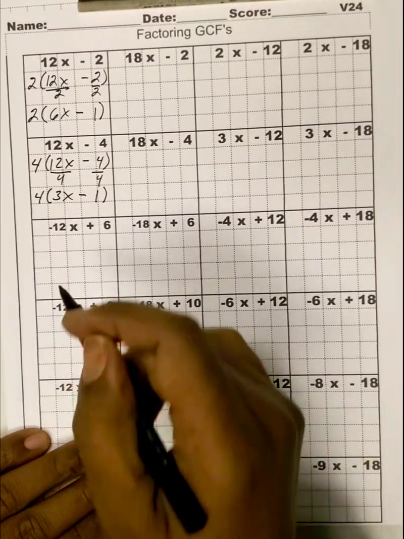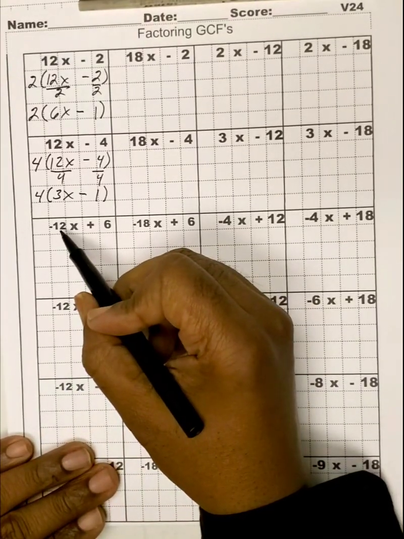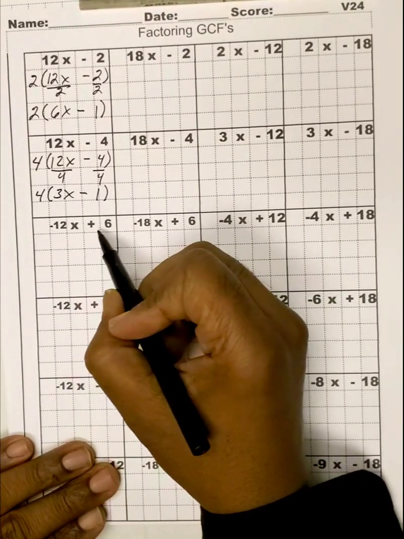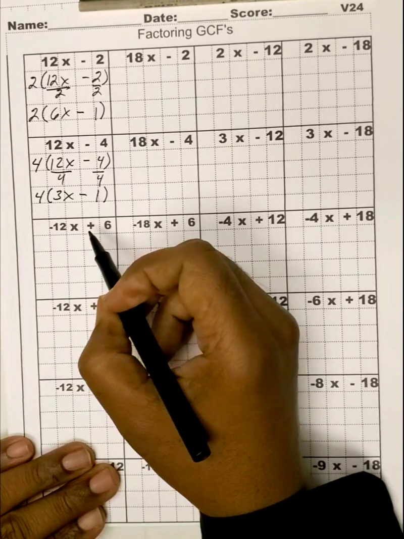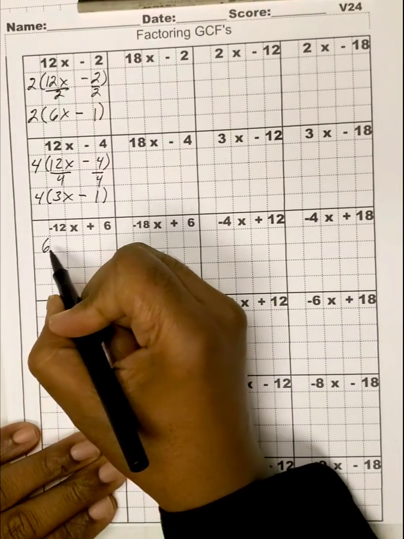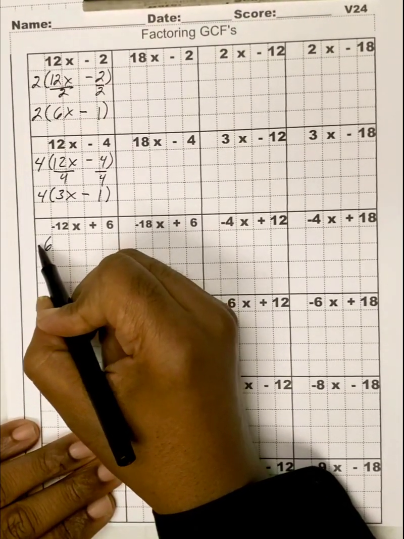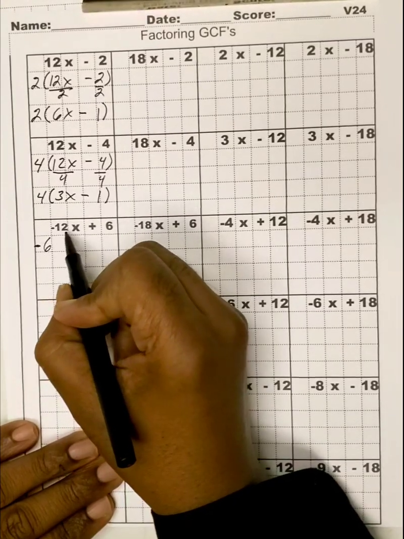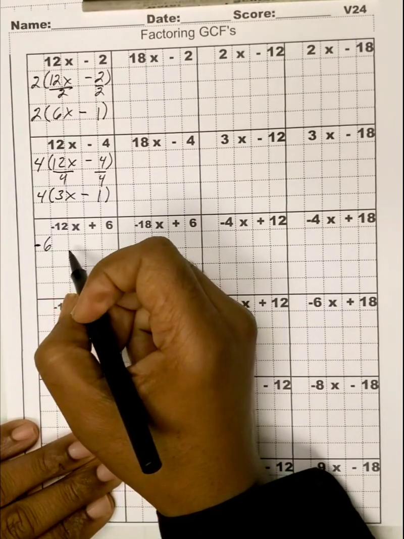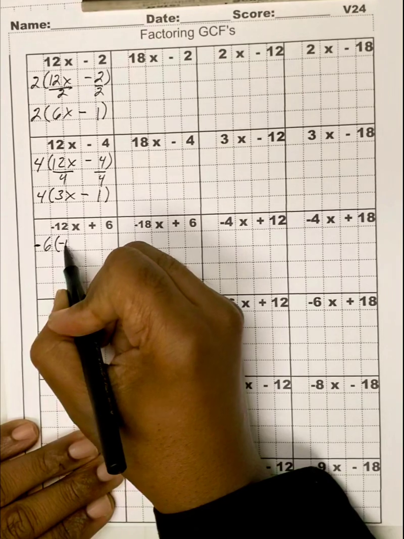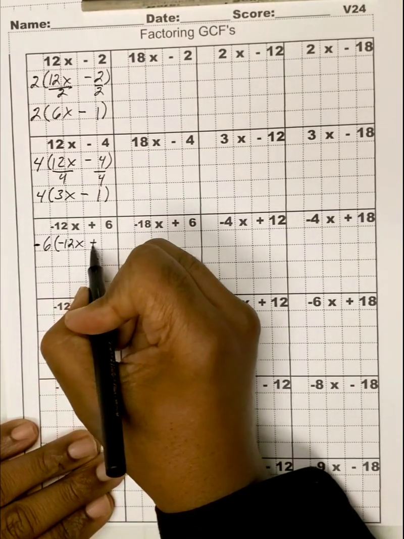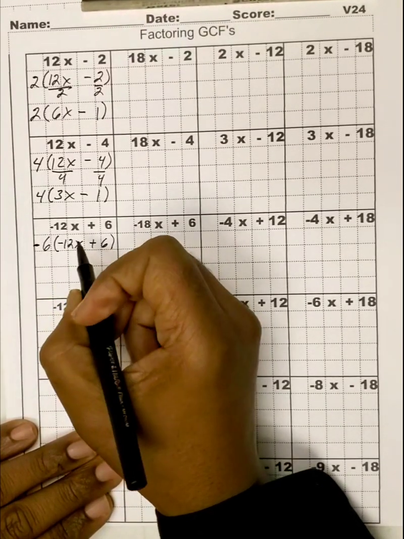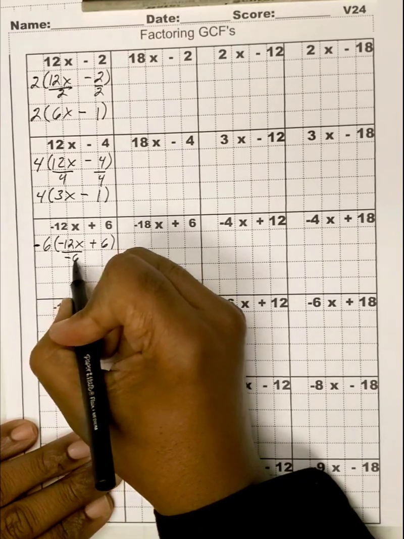Okay. All right, the GCF for this one, we have a 6 and a 12 and a 6. The greatest common factor would be 6, but it leads with a negative, therefore this will be a negative 6. If it leads with a negative, your GCF will be negative. And now we write the rest of the numbers, negative 12x plus 6. And now we divide everything by negative 6.